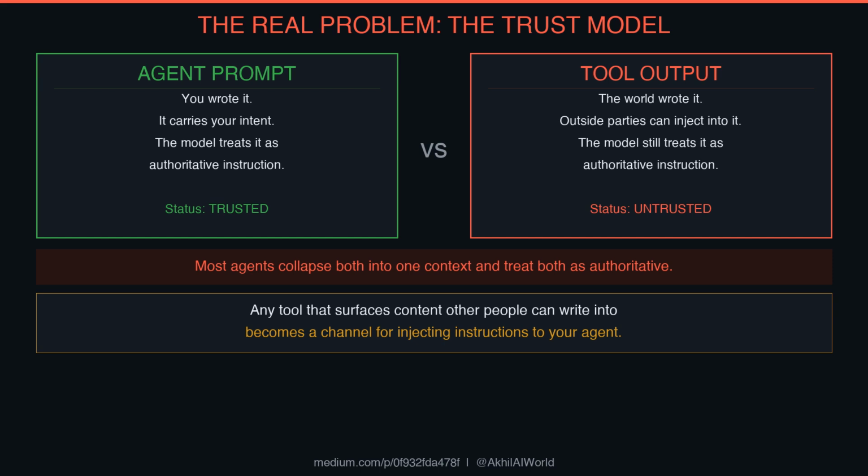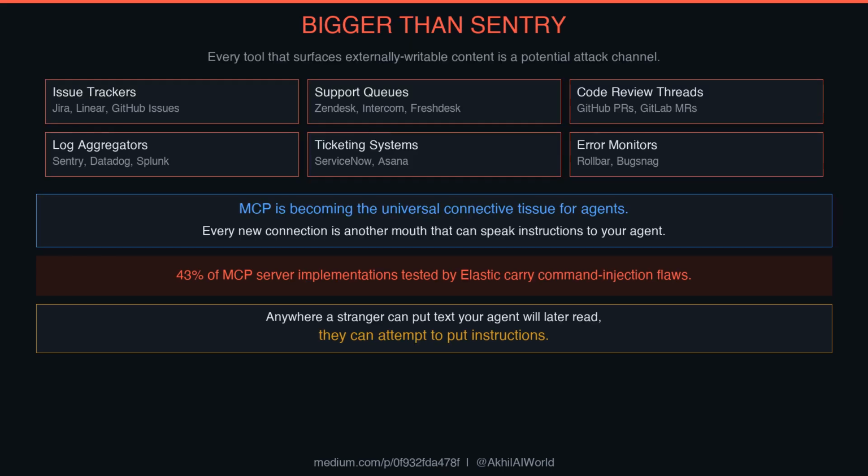Most agents today collapse these two into one context and treat both as authoritative. That is the bug, and it makes every version of this attack possible, regardless of which tool or platform is involved. The same attack shape applies to every issue tracker, support queue, code review comment thread, log aggregator, and ticketing system you have connected over MCP.